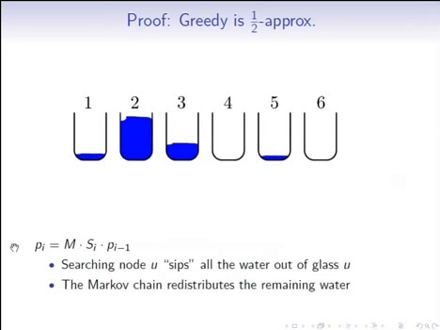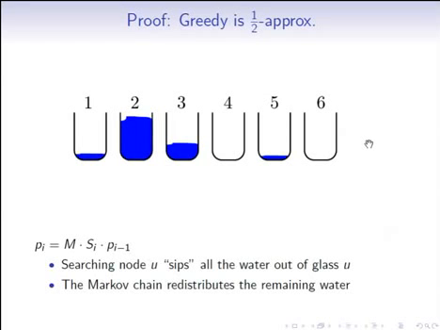So originally, our process dynamics worked like this. The particle's position at time i-1, we multiply it by the search matrix and the Markov mixing matrix to get the position at time i. So let's see how to visualize this in terms of our glasses.